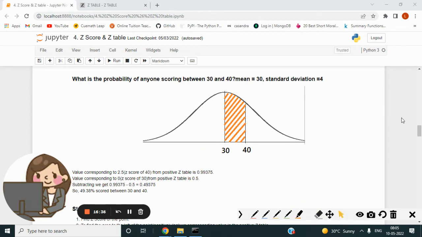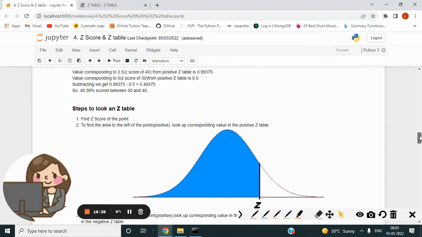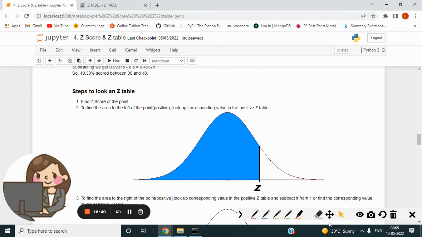I'll show multiple cases, and how to read those. Now, if you have a point over here, how do you get this area? It is very clear. You have to look into the positive z table. It will give you the area towards the left of it. It is very clear for us, right?